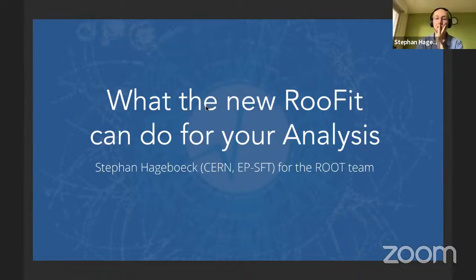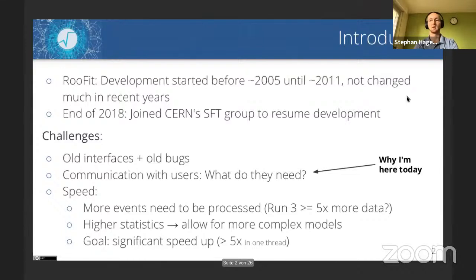Okay, thanks. So I'm here to report a bit about what happened in RooFit in the last time. Just to set the stage, RooFit is a package for statistical analysis. You can write fit models and then fit them to data. And then we have RooStats, which is on top of RooFit, and you can use this to do statistical analysis. This is used in almost all experiments in high energy physics. And RooFit was developed from about 2005 up to 2011.